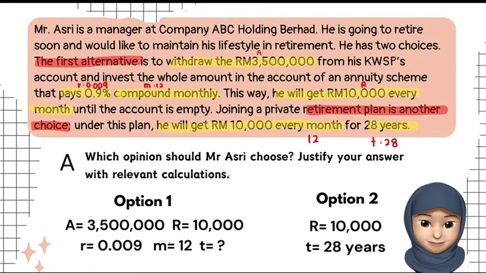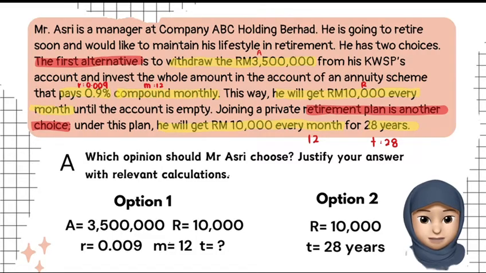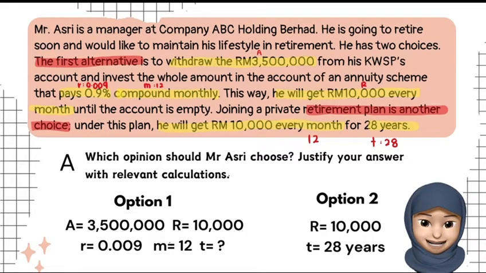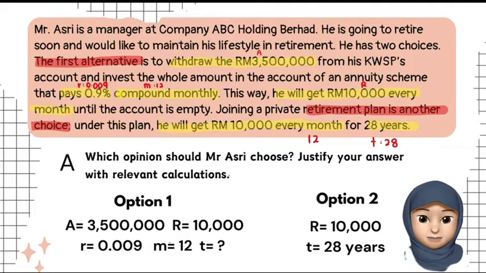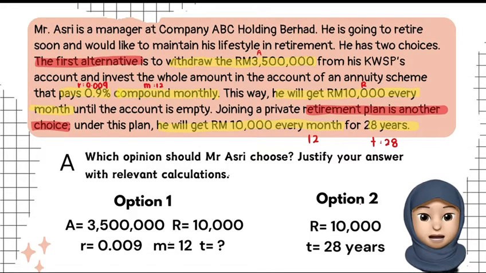Option 1. The future value is 3,500,000. The amount of periodic deposit is 10,000. The rate is 0.009 and it compounds monthly, which is m equal to 12. And we have to find the t. While option 2 is the big R is 10,000 while the t is 28 years. So we have to compare how many years for each option.